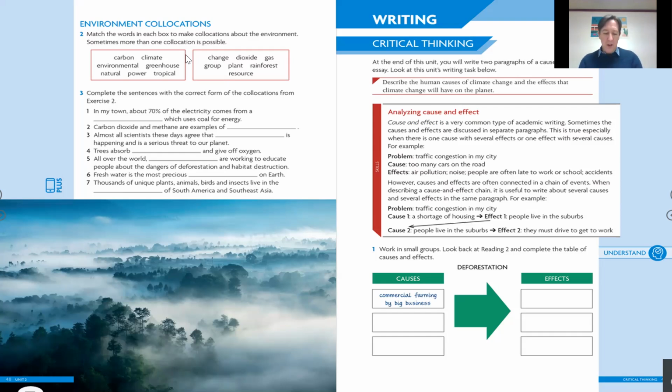Right, so page 49, look in the red box, analyzing cause and effect. I'm going to read this. Cause and effect is a very common type of academic writing. Sometimes the causes and effects are discussed in separate paragraphs. This is true, especially when there is one cause with several effects or one effect with several causes. For example, right now in this unit, we're going to start with a problem. The problem in this example, traffic congestion in my city.